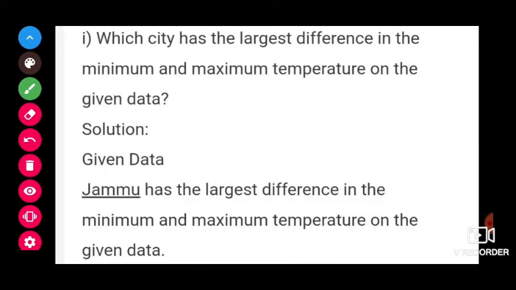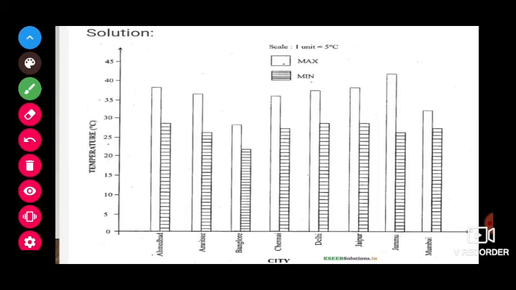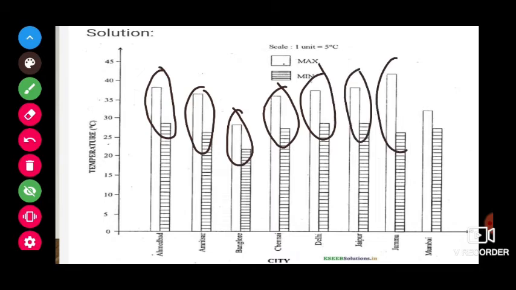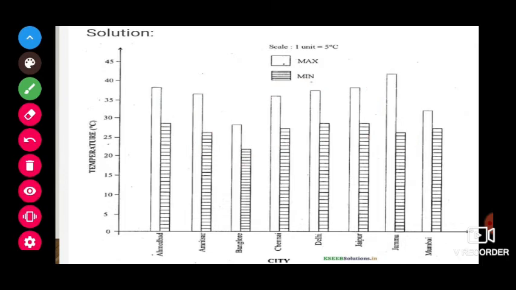Next children, the questions. Which city has the largest difference in the minimum and maximum temperatures? So see here, which bar has the maximum difference between the maximum and minimum temperatures? See the difference, which is the maximum. Yes, here you can observe that the difference between the maximum and the minimum bar height is more, no? So the answer is Jammu. Okay.